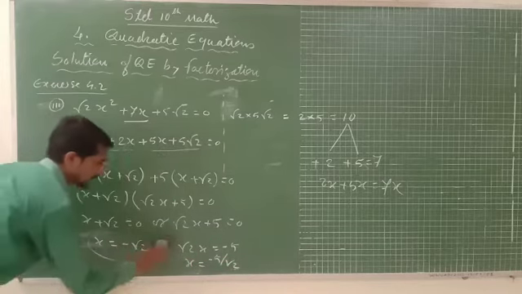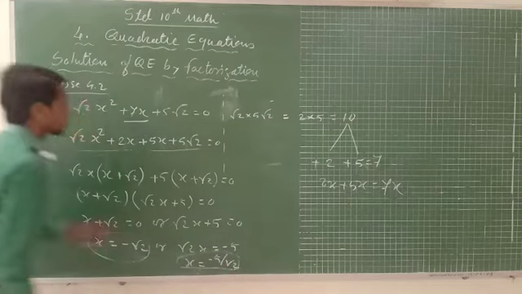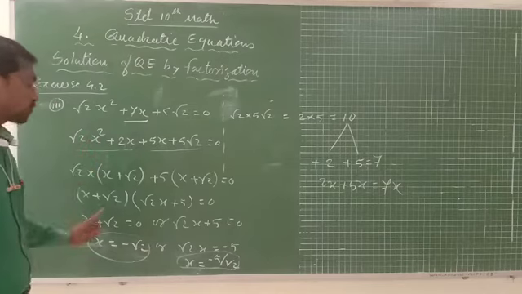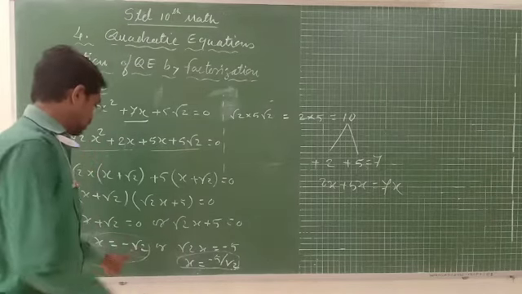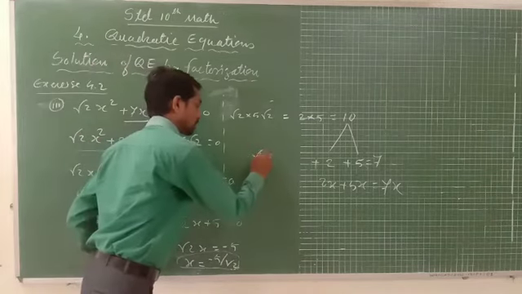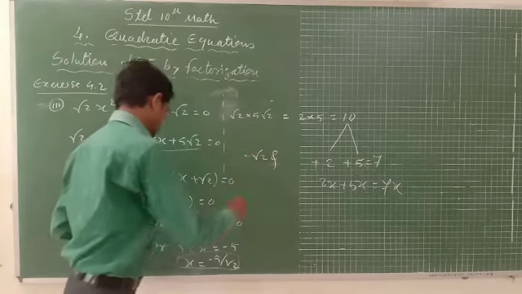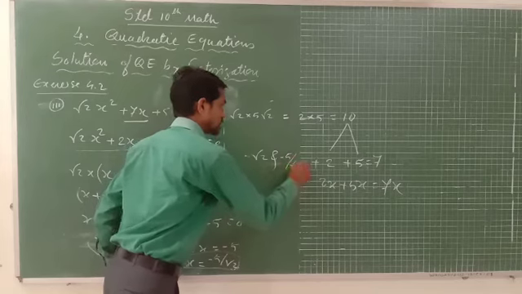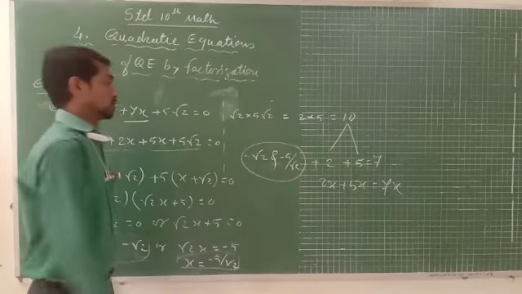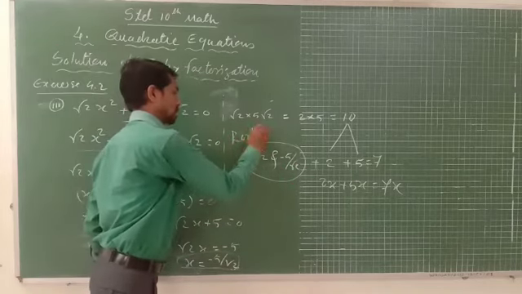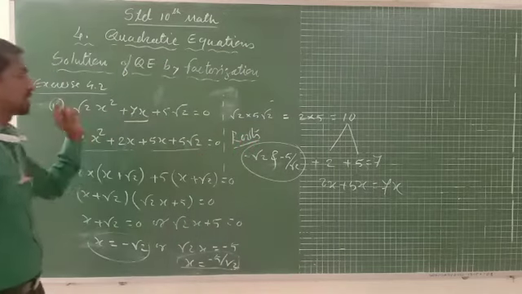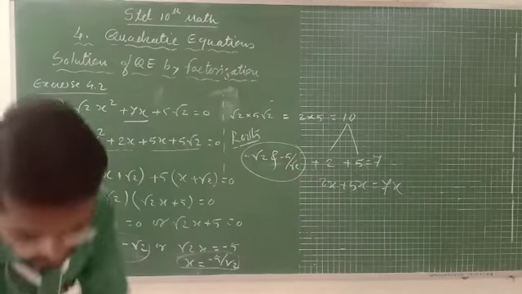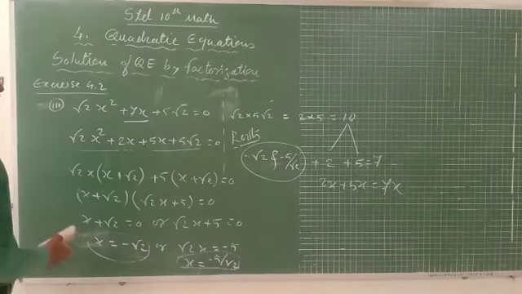So these are the two roots of this quadratic equation. So what do you write here? The roots of the quadratic equation are minus root 2 and minus 5 by root 2. These are the roots of this quadratic equation. Is it clear? Like this, you have to solve. Next.